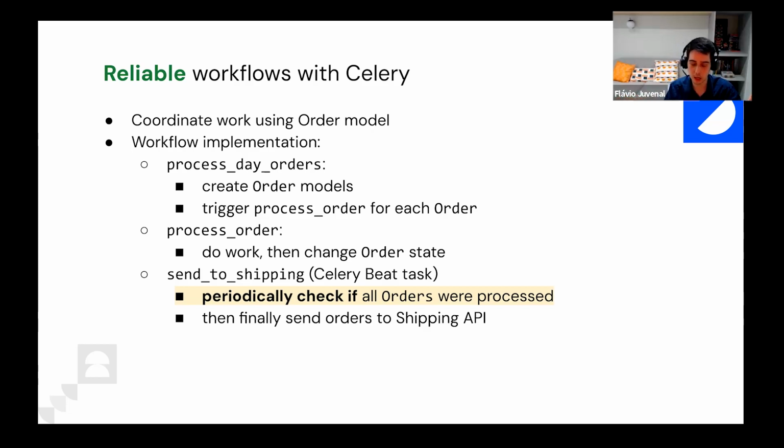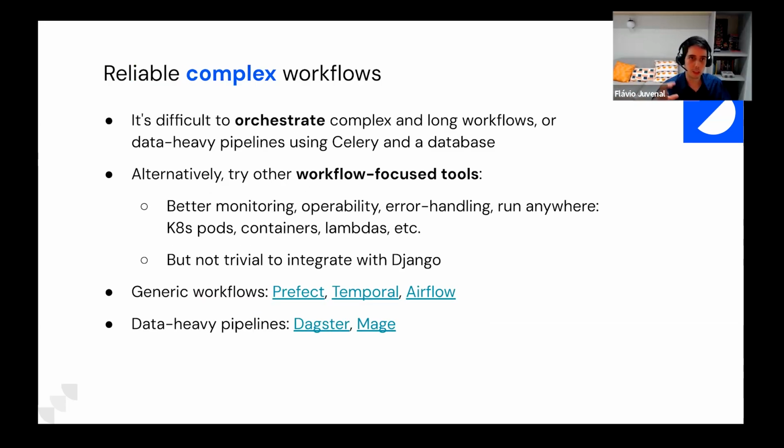Okay, so at 9 p.m. we start processing everything. We know that it takes more or less 1 hour. So we already pre-configured send to shipping to run after 10 p.m. every 5 minutes. So it will keep running until everything is done. And once everything is done on the other side, send to shipping can do its work correctly. That's what we had to do. Otherwise, it wouldn't work correctly in all cases because this was something happening every day. And on many, many different days, we had to manually do the consolidation work ourselves. So yeah, it's difficult to orchestrate complex and long workflows or data-heavy pipelines using Celery and a database.